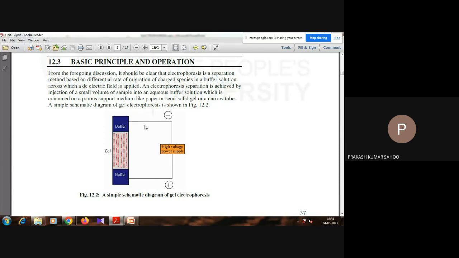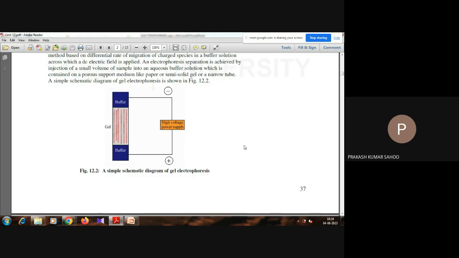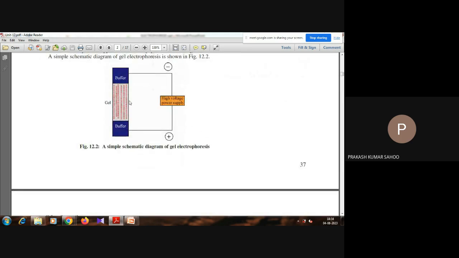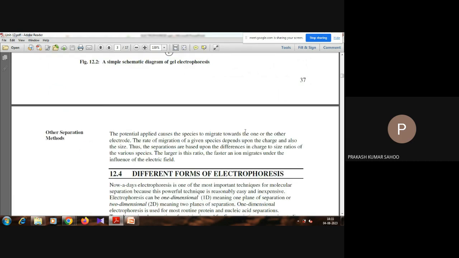This is a gel electrophoresis where a gel is used here, and a buffer which maintains the pH, and we have two ends, positive end and negative end. This is the anode and this is the cathode, with a high voltage power supply. If we place our sample, then the ions get separated to their respective electrodes through this applied electric field. So here, the gel is used, and the sample will be placed in.